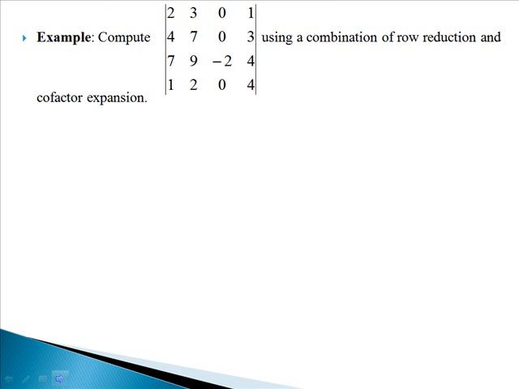So here's an example that I want you to work on. I want you to compute the determinant of this 4x4 matrix using a combination of row reduction and cofactor expansion. So basically, using what we've just looked at in all of the previous examples, I want you to find the determinant of this using the least amount of operations possible. Show your work and we'll talk about this in class.